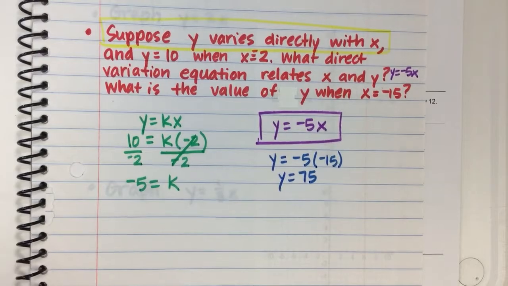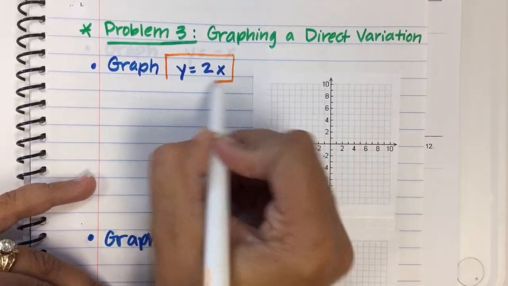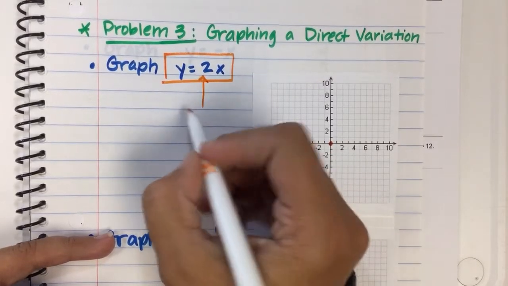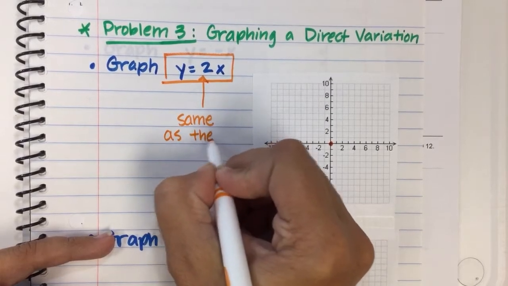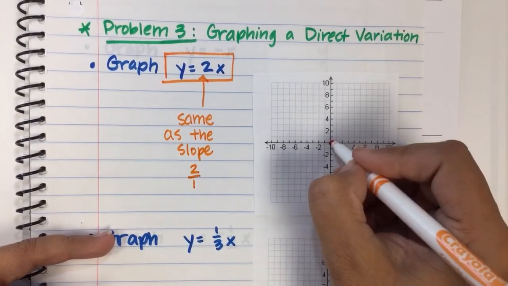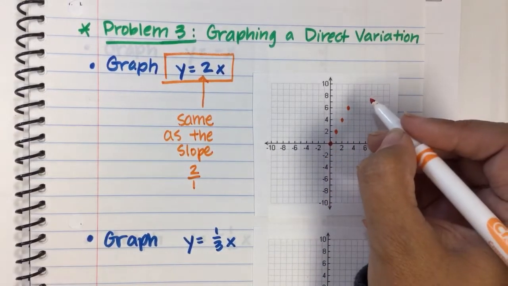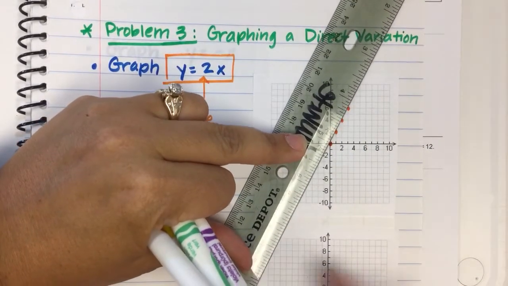All right, graphing direct variations. Direct variation equations always go through the origin at 0, 0. So the first thing when I see that I've got a graph of direct variation is I'm going to put my first point at 0, 0. And then 2 is my constant of variation, and that's the same as the slope. So this is 2 over 1, which tells me I'm going to go up 2 and over 1, up 2, over 1, up 2, over 1. So that's how I graph y is equal to 2x.